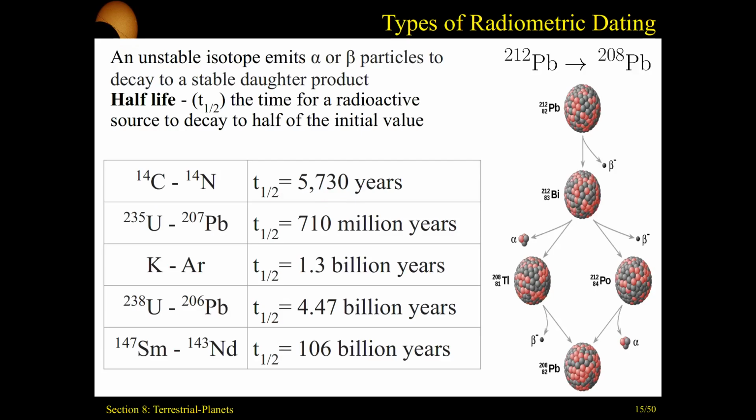Now, if you want really good dating, say for ages of the planets or the moons, we're going to want to use uranium-238 to lead-206, which has a half-life of about 4.47 billion years. You choose the correct dating tool for the age of the objects you want to study.